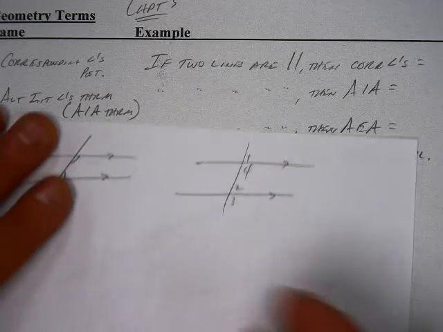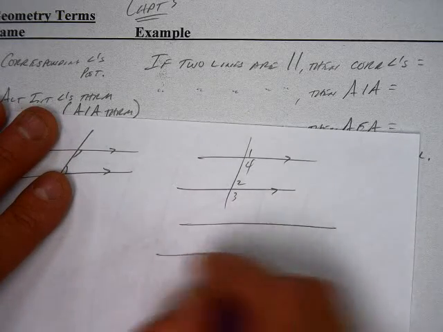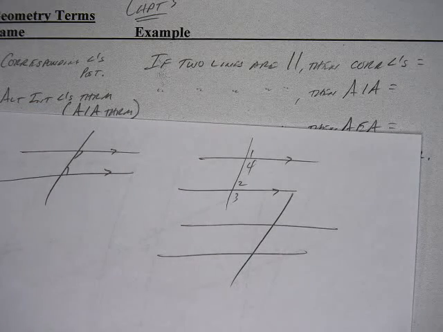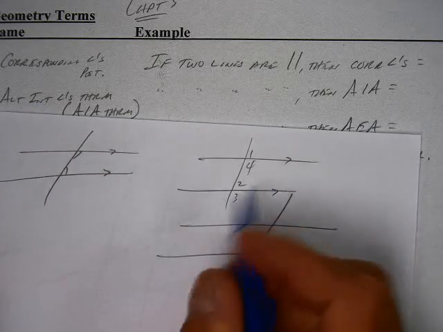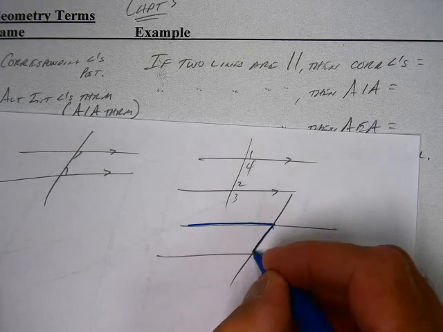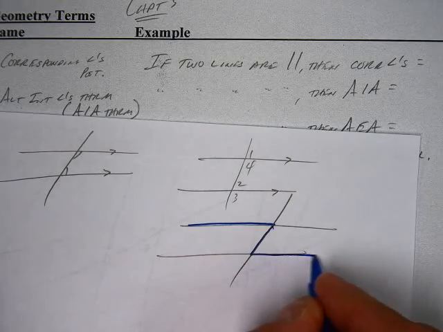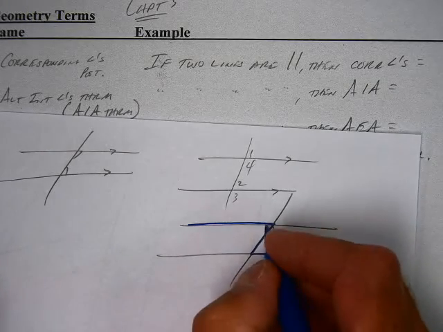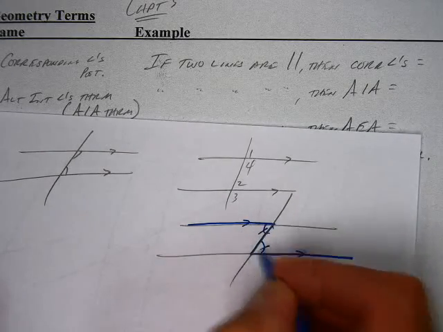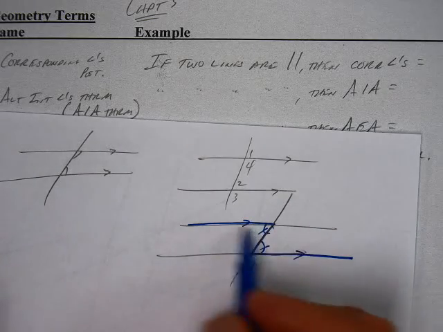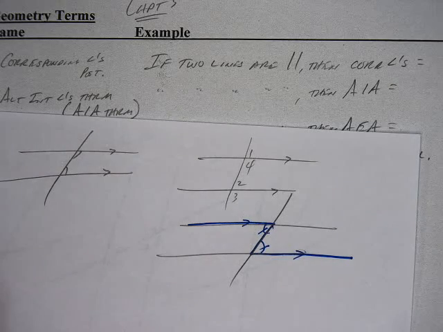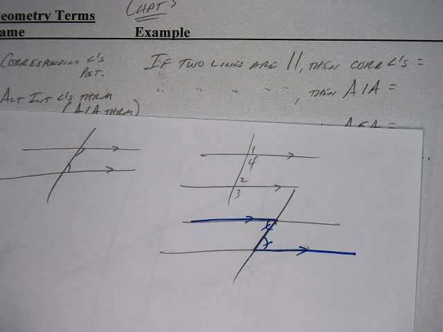Okay? If I'm looking at alternate interior, here's how I look at alternate interior. I look at that as like a Z situation. So I'm going to come along a line, turn, go along the transversal for a while, and then I'm going to go on the other line for a while. If those lines I'm traveling on are parallel, then it means those two are equal. So I look at that Z situation. So I'm turning and I'm going on a side street, but I'm still going the same direction. Okay?